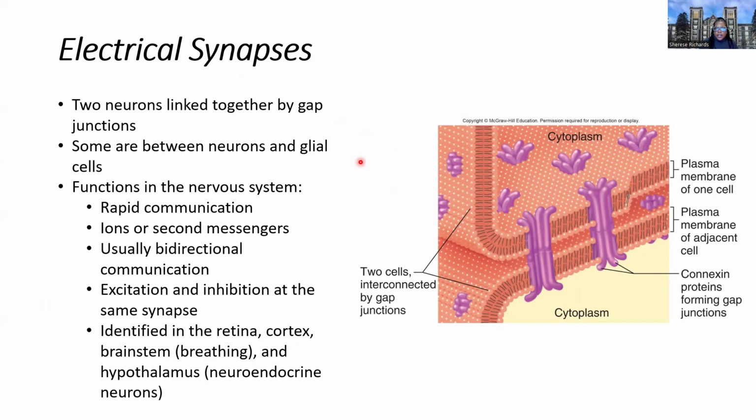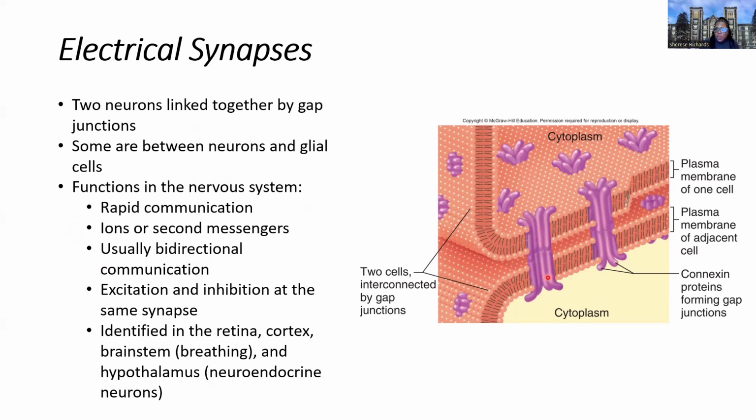So two neurons are connected to each other by gap junctions. This can be between neurons and glial cells, and we'll talk about what those are in the next chapter. But glial cells are non-neuronal supporting cells. They are not electrical in terms of being able to initiate an action potential, but they can receive one from the neurons. Okay.